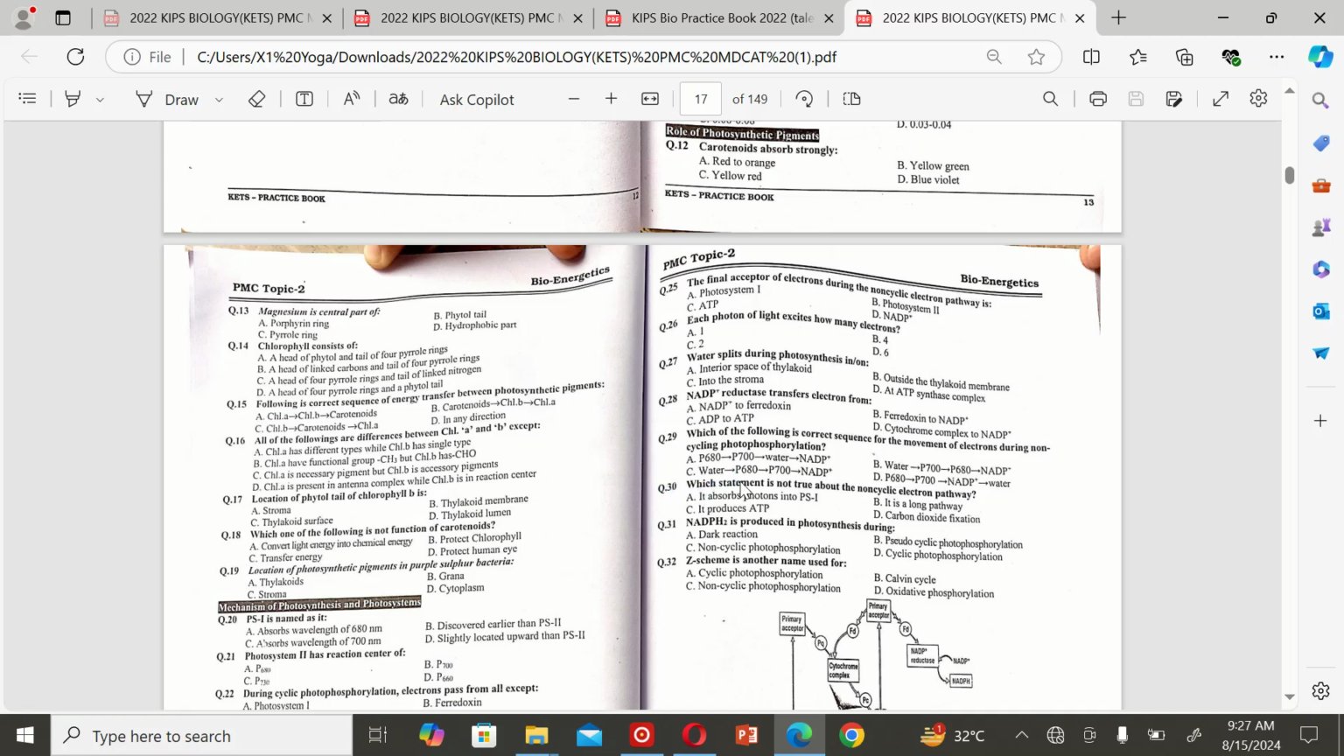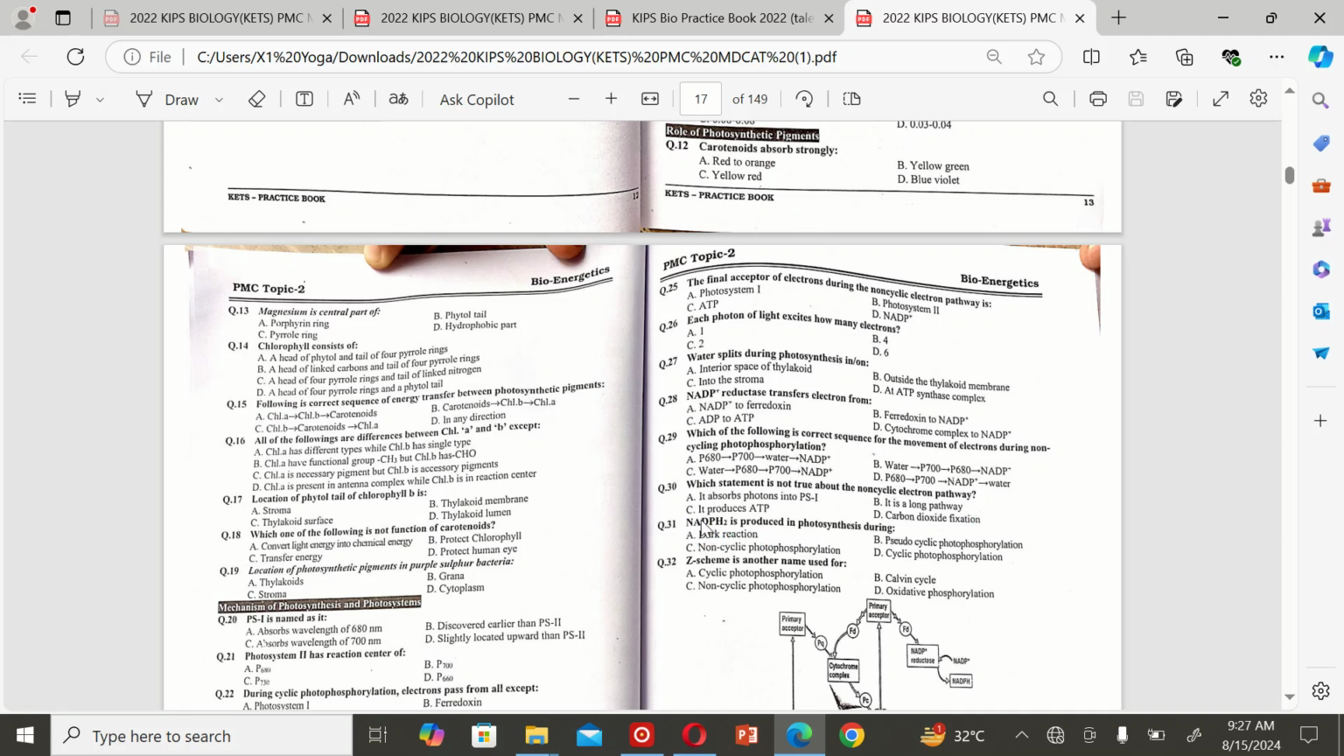The next MCQ is: which statement is not true about the non-cyclic electron pathway? A. It absorbs photons. B. It is a long pathway. C. It produces ATP. And D. Carbon dioxide fixation. So the correct option is D.